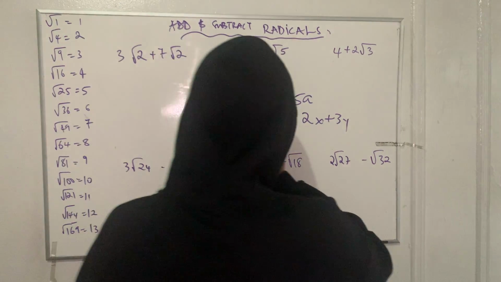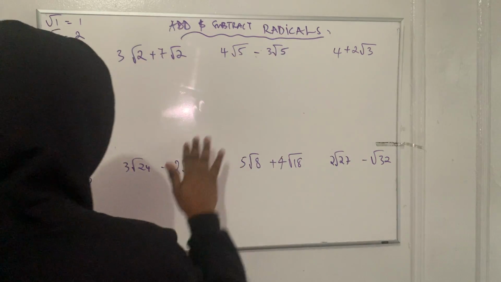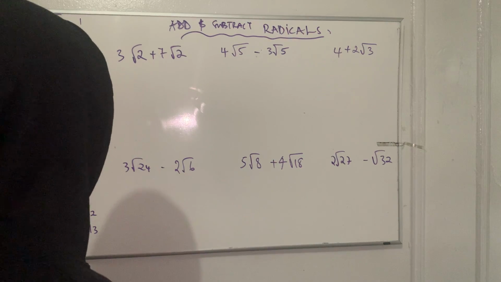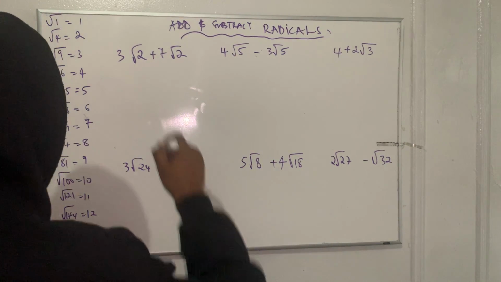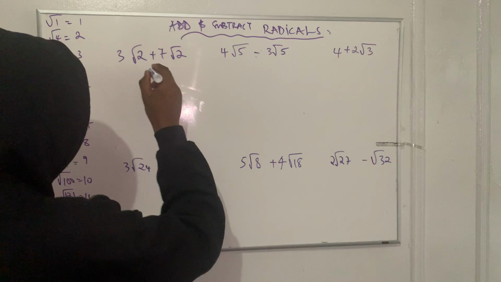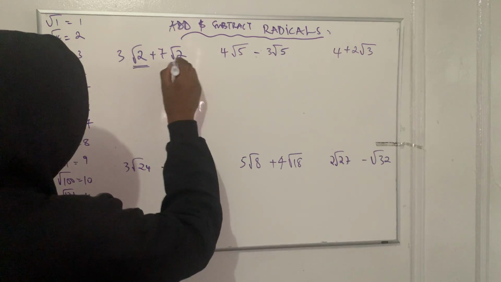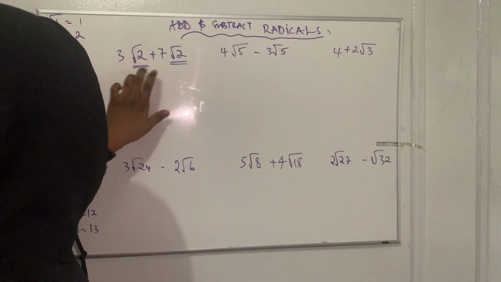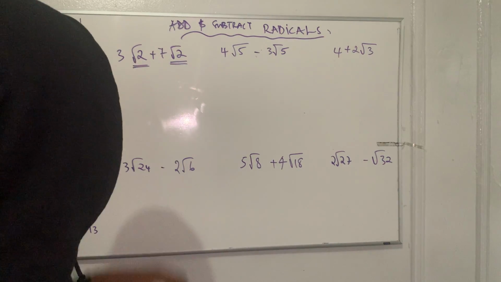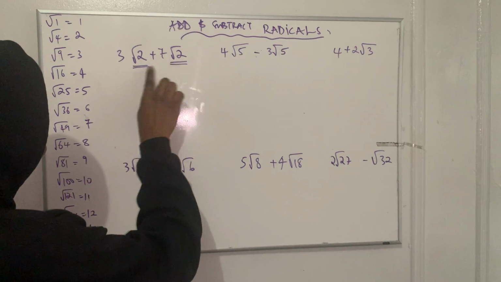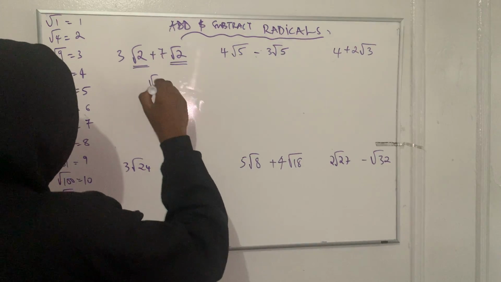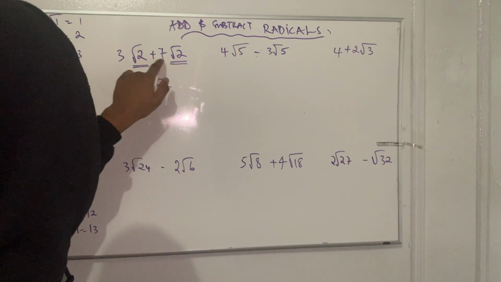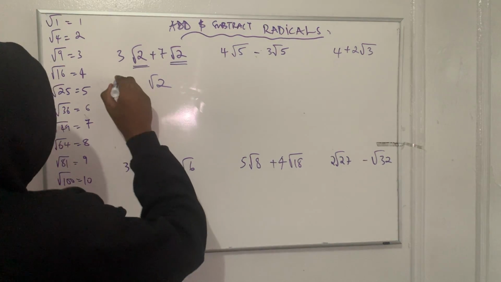So let's go ahead and start solving these questions. Now, they need to be like terms, right? So what are the like terms here? The like terms should be the square roots, or I'll call them radicals. They should be the same. If they are the same, what do you do? You don't add the radicals, you keep them, root 2. And you add whatever they have at the back. So 3 plus 7.